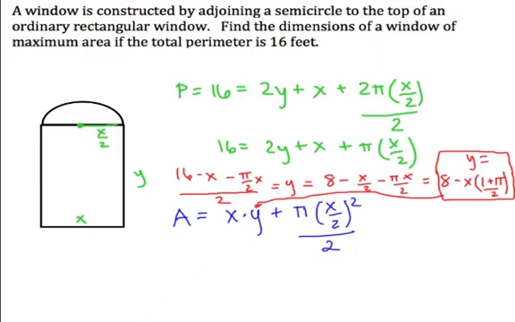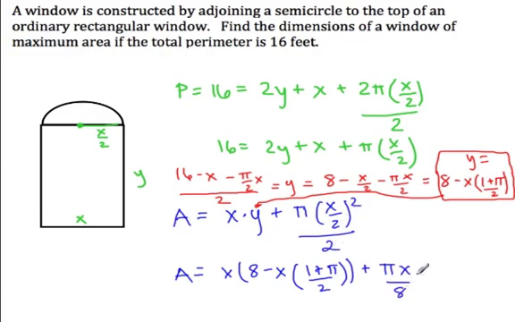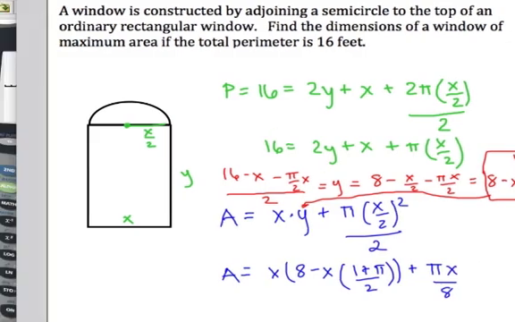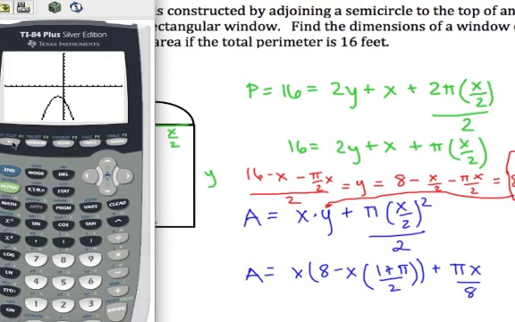So area, back to blue, area is equal to x times 8 minus x times 1 plus pi all over 2, in parentheses, plus pi x, that's pi over 4, so that's over 4, and that will be over 8. So the whole thing is over 8. All right, so let's go to our calculator. We can usually use calculators for optimization.